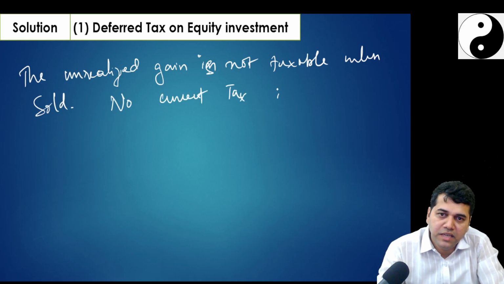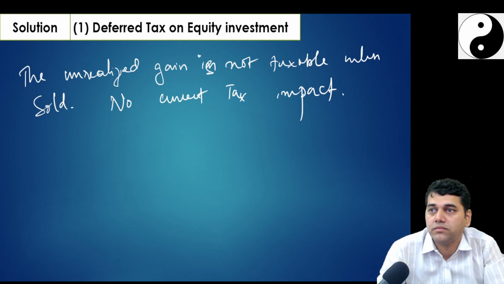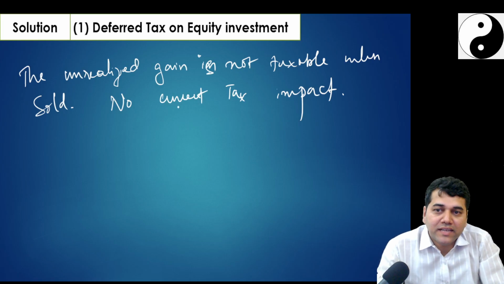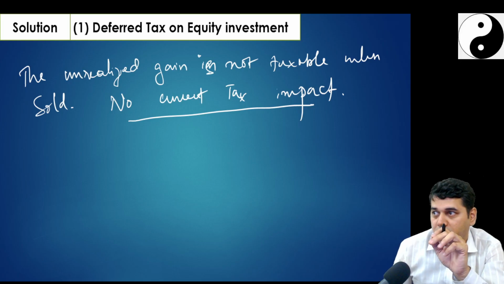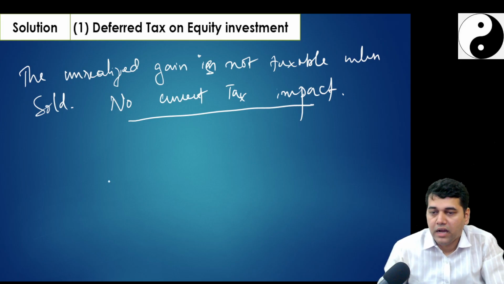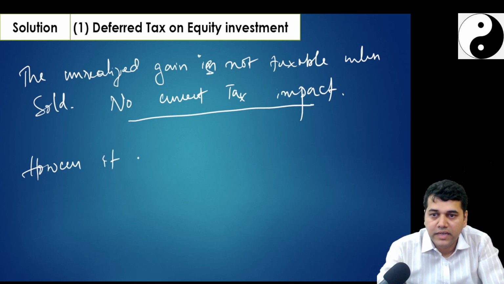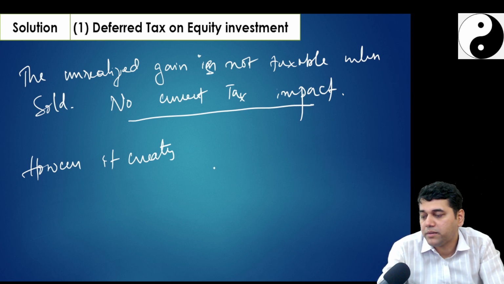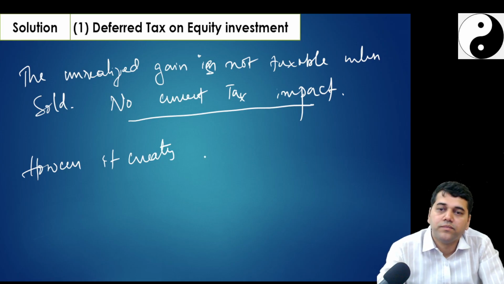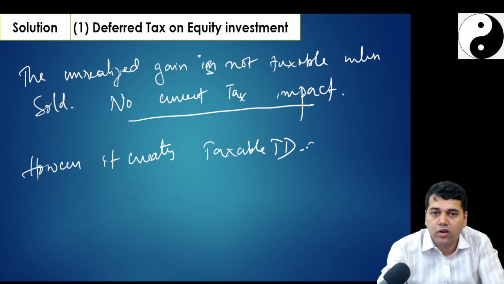current tax impact. Are you going to pay tax on that 40,000 rupees? No. So there is no current tax impact. This is one addition in this question; in none of the previous questions did we speak about current tax impact. However, will it create a temporary difference? Which temporary difference does it create? Taxable or deductible? Taxable.